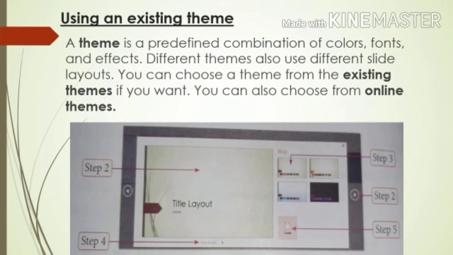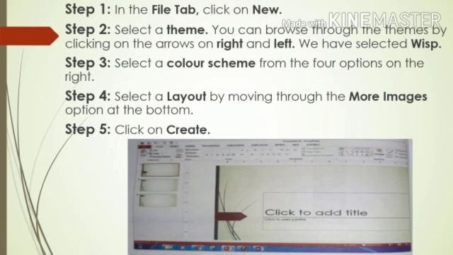Now we will learn what a theme is and how to use an existing theme. So, what is a theme? A theme is a predefined combination of colors, fonts and effects. Different themes also use different slide layouts. We can choose a theme from the existing themes. If we want, we can also choose themes from online. So how can we use an existing theme in the presentation?